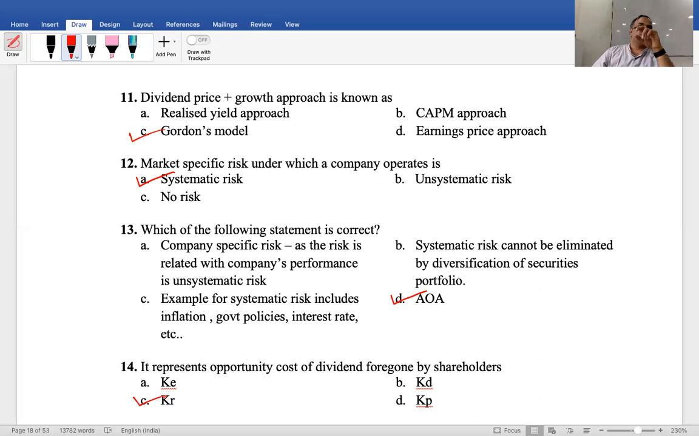We did the problem. Why have we adjusted the tax? It's purely based on opportunity cost, the cost incurred for the shareholders. Therefore, KR represents the opportunity cost of dividend foregone by the shareholders. If I paid the dividend, there is no retaining. Retaining is nothing but what? They are losing the dividend component. Are you able to follow?